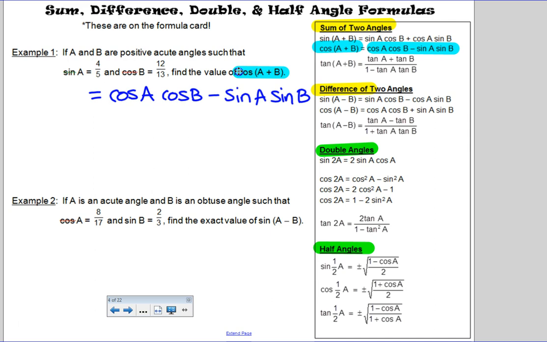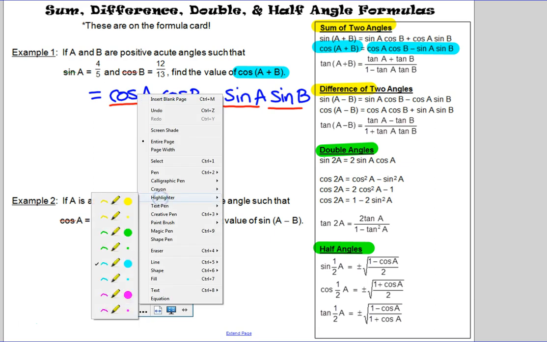So for this formula, you need to know 4 pieces of information. You need to know what the cosine of A is. You need to know what the cosine of B is. You need the sine of the A angle and the sine of the B angle. And then you have to compute the cosine of A times the cosine of B minus the sine of A times sine of B. Well, our given information, we go back to our problem.